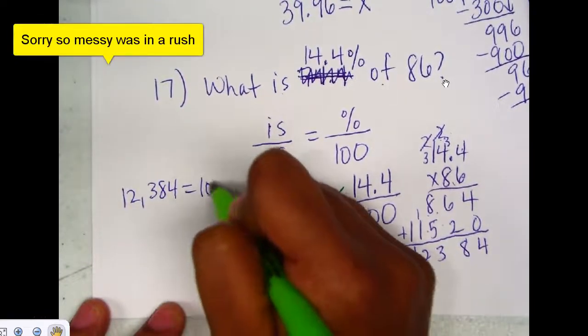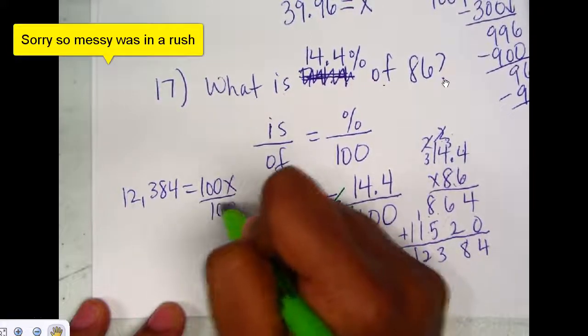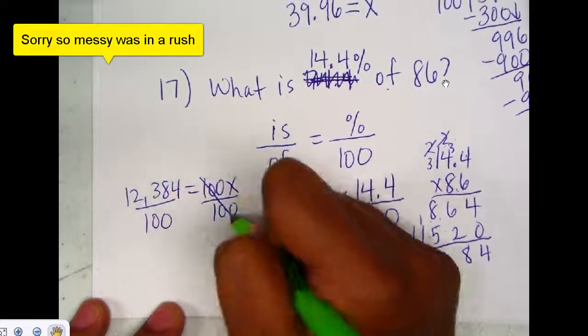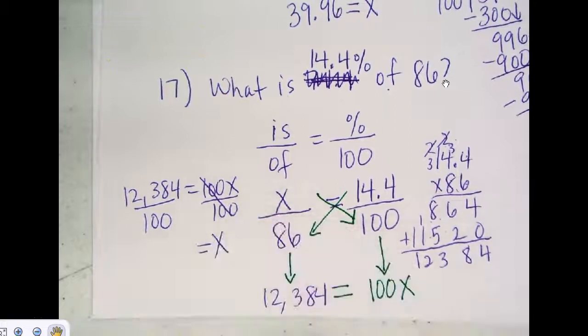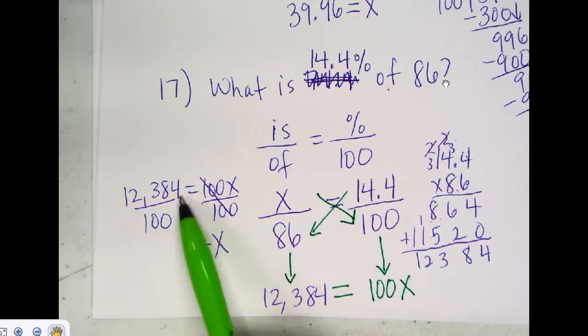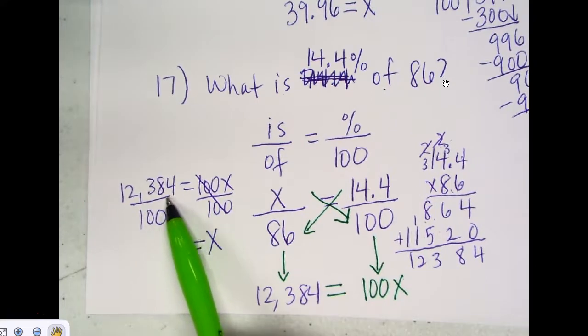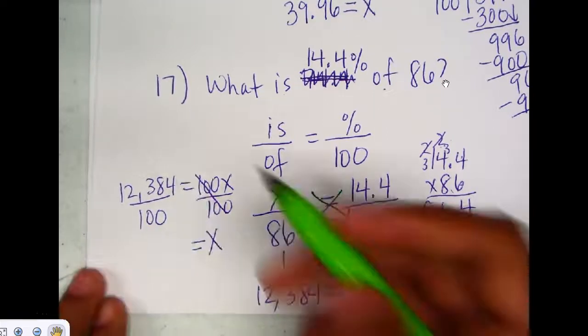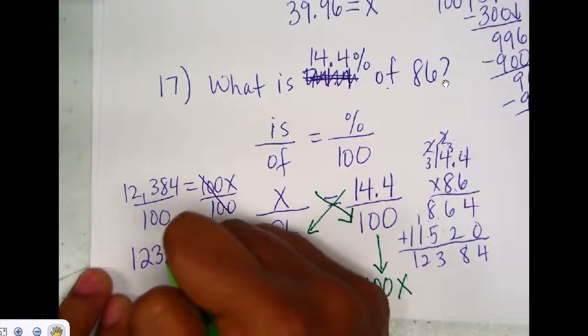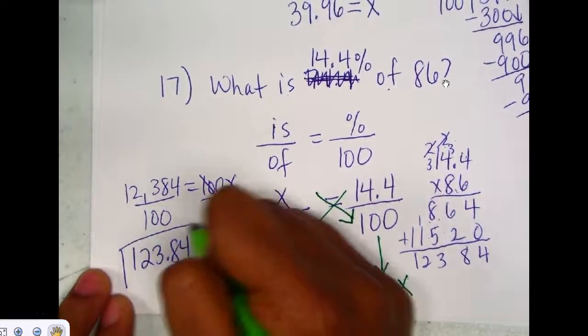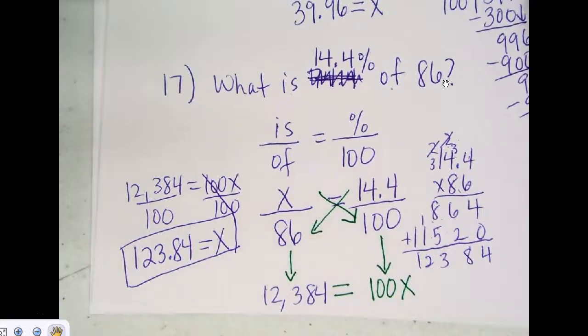Last step, I'm just going to rewrite it over here. 12,384 is equal to 100x. Divide by 100 to both sides. Again, it's going to make my number smaller. And because this is like 12,384, the decimal's in the back. So we're just going to swing it 2 places forward. The answer is 123.84.